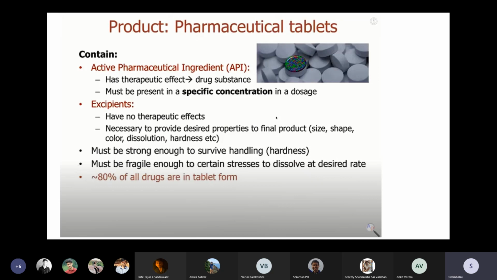Because 80% of all drugs actually sold right now is of tablet form.